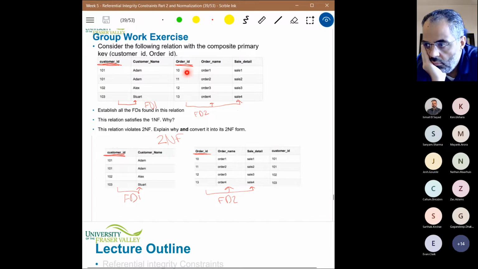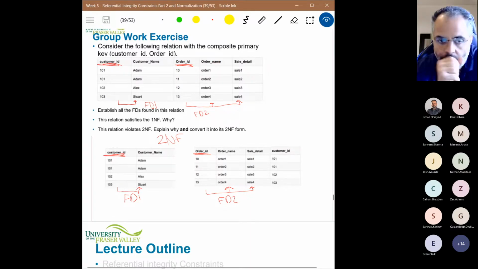And we realized that order ID is related to the order name and the sale detail to some extent, so they're all increments of 1. So that's why we have our second relationship, or I guess that would be second and third, but regardless. We realized that the primary key isn't acting together, so we had to split this table. Now we have our customer ID with customer name, which is our relationship.